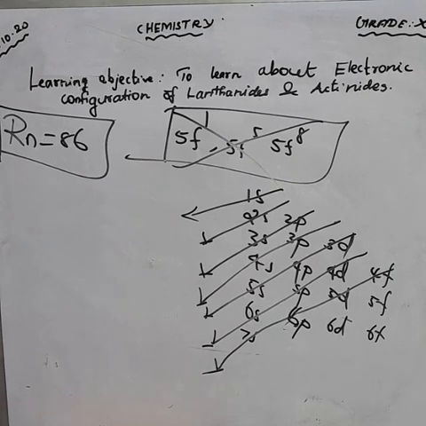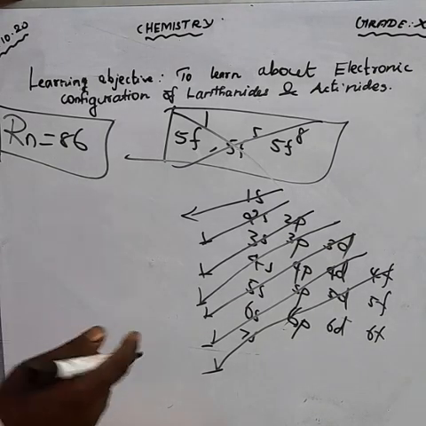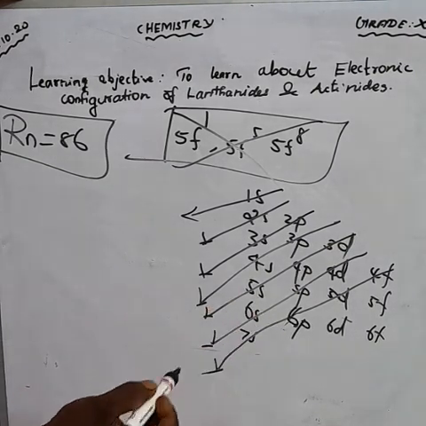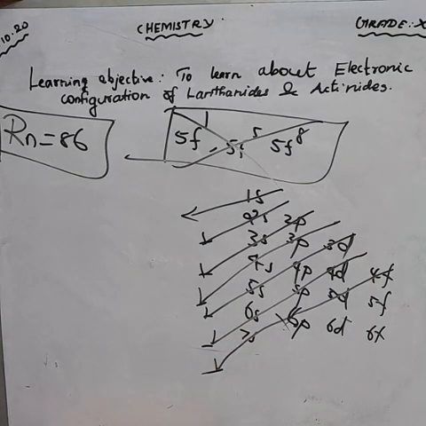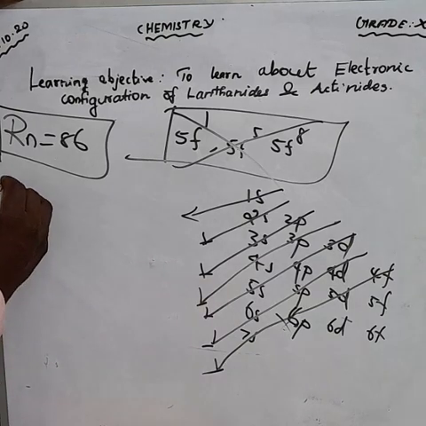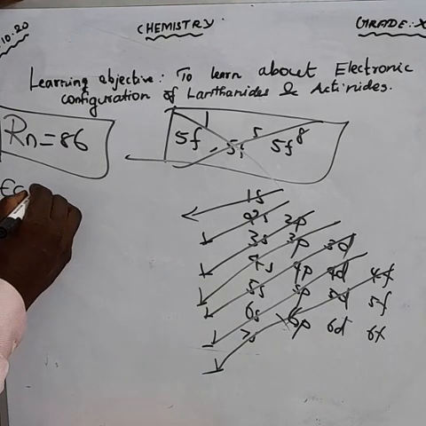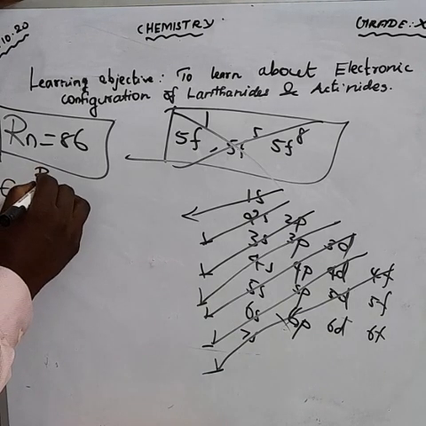Okay. First of all, you should write the electronic configuration of radon. How do you write the electronic configuration of radon? It ends with 6p6. Then start to write: EC of radon, Rn, is equal to 86.